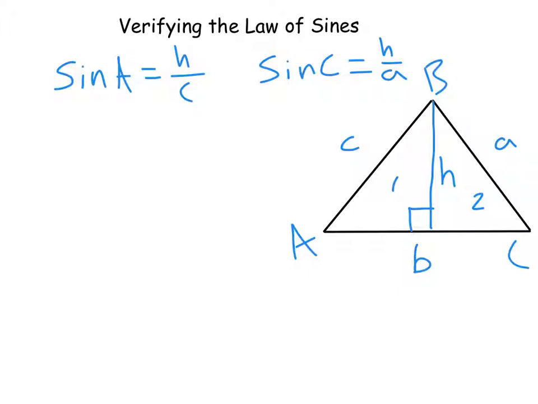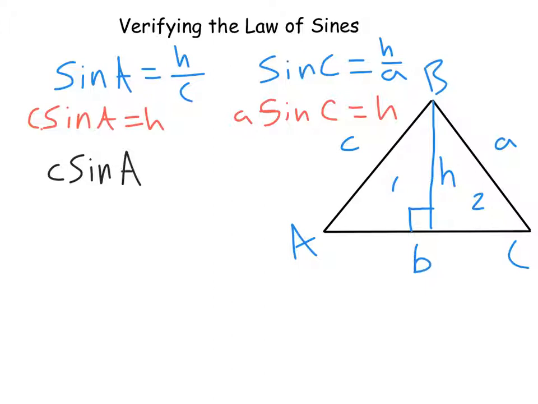A basic step of algebra would lead us to this: the sine of A, if I multiply C by both sides, C times the sine of A is H, and then over here, A times the sine of C equals H. And isn't that crazy? They both equal H. Therefore, I can say that C times the sine of A is equal to A times the sine of C.